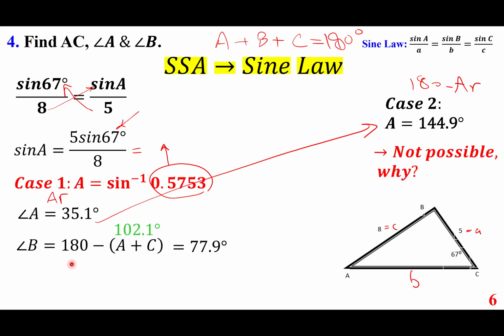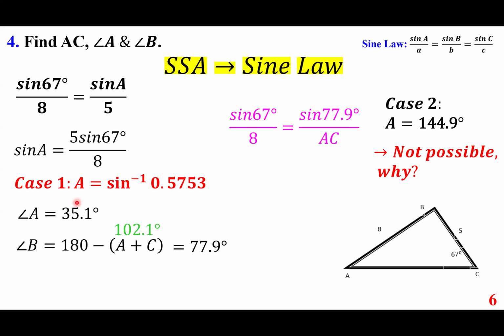So we got all the angles. So if we have this one, now we can find the B using the sine law. Again, we are going to use what we were given rather than what was calculated, because what if I made a mistake in the process? So we use this part.